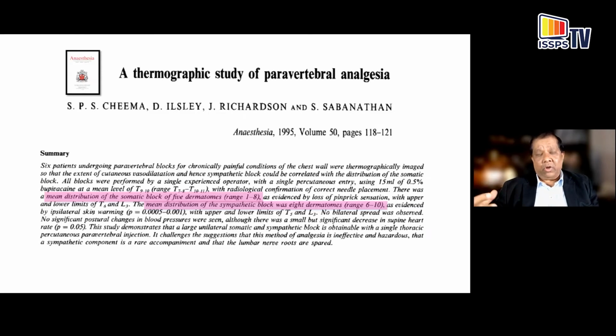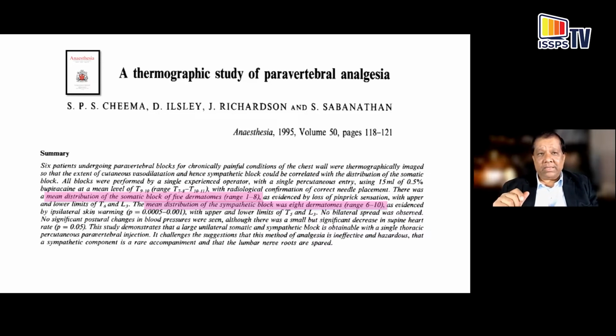Now, as ultrasonography and ultrasound-guided techniques are getting more popular, I think we are beginning to understand that ultrasound-guided techniques may produce a different pattern of spread than what a landmark-based technique used to. But I need to first highlight to you what the data are with landmark techniques.